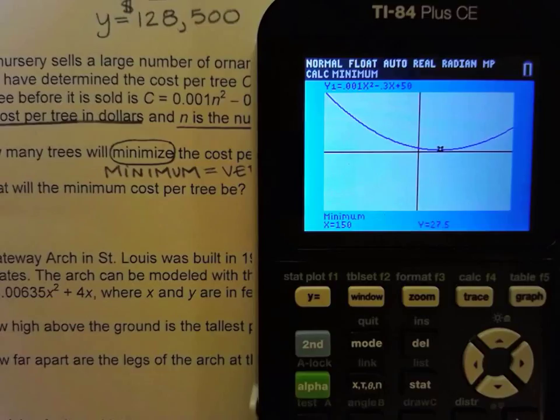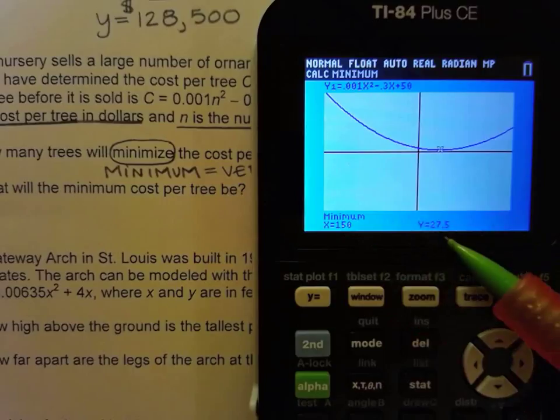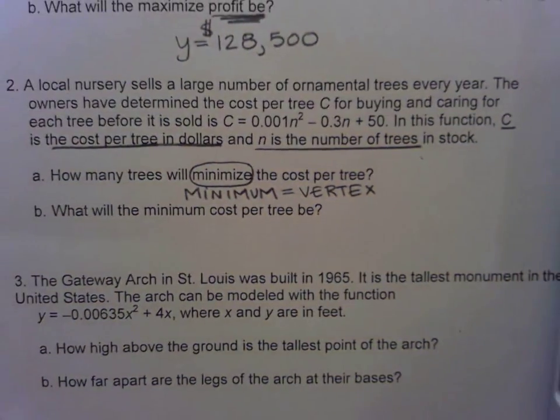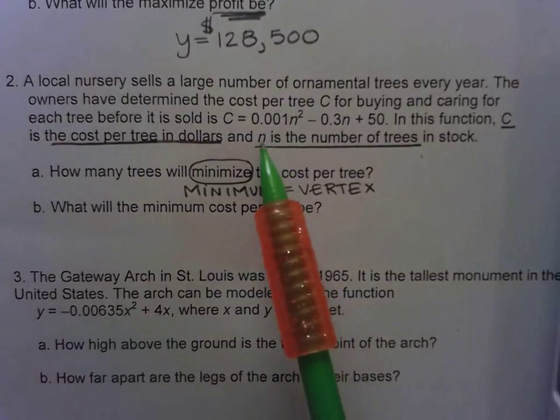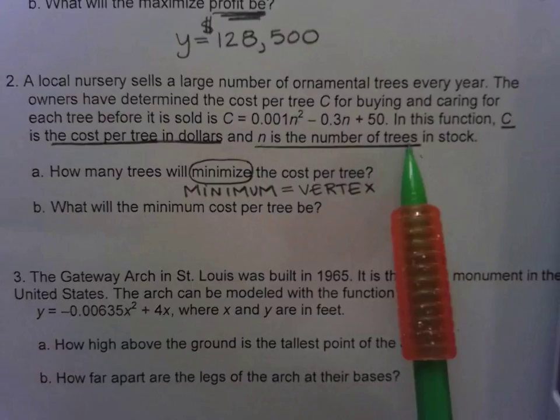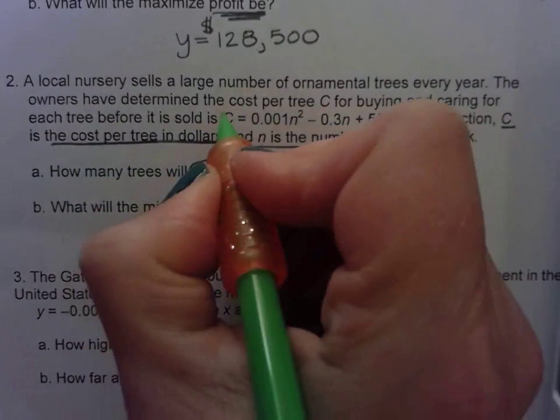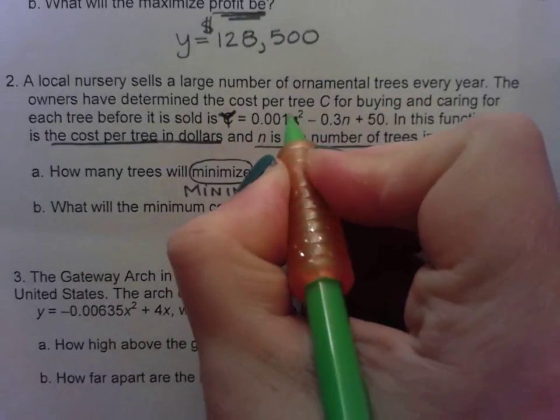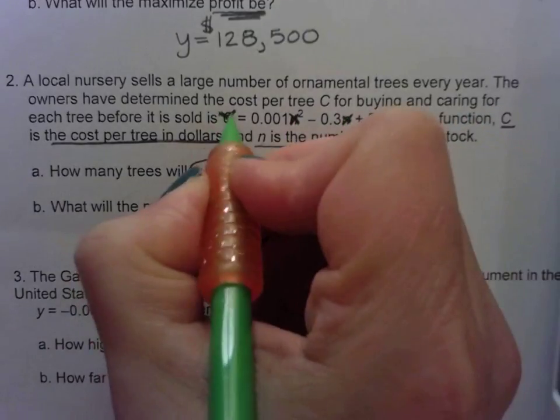And there you go. It gives you the minimum. So the x coordinate is 150. The y coordinate is 27.5. So remember, let's go back to the word problem. N stands for the number of trees, and C is the cost. So for us, we don't have a C, we have a Y right here, and instead of an N, it's an X. So that's really a Y right there.